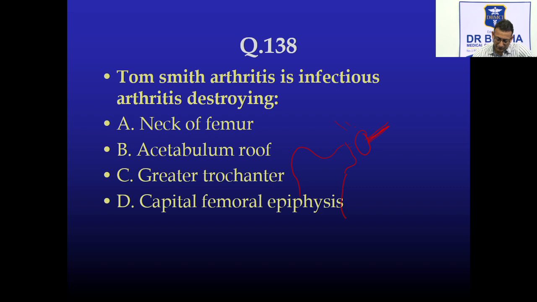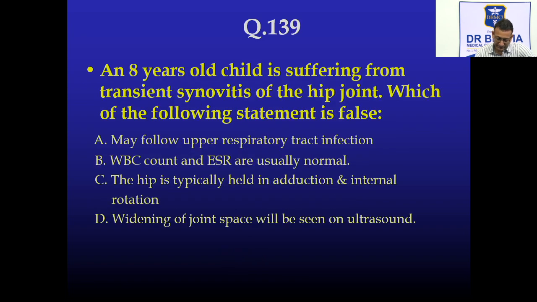it receives its blood supply from the obturator artery through the fovea centralis and the physeal arteries or retinacular arteries. Okay, so if the pus builds up in the hip joint, the pressure inside will increase and that will damage the blood supply of the capital femoral epiphysis. Most commonly the area which is destroyed is capital femoral epiphysis. So, the answer to this question is D, the capital femoral epiphysis. Rest of the areas, neck, femur, acetabulum roof, they are destroyed later on.